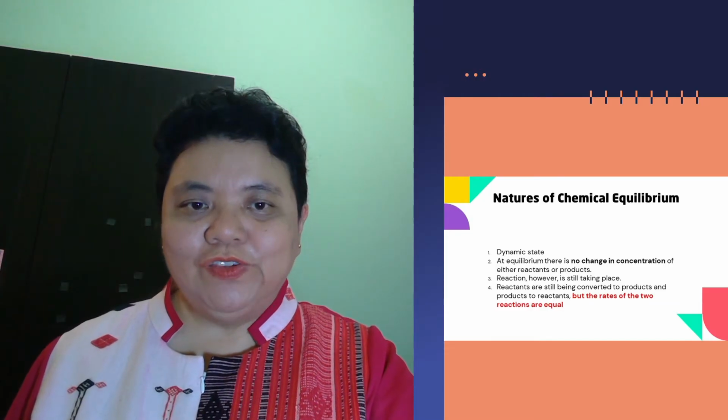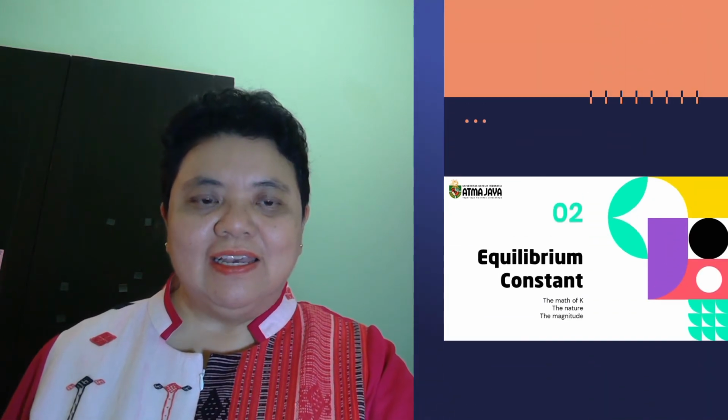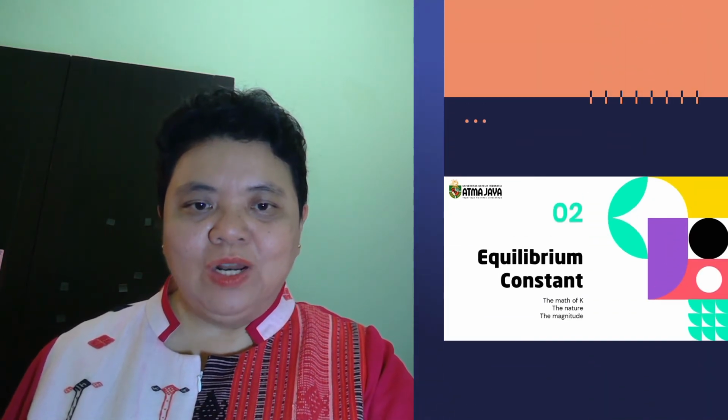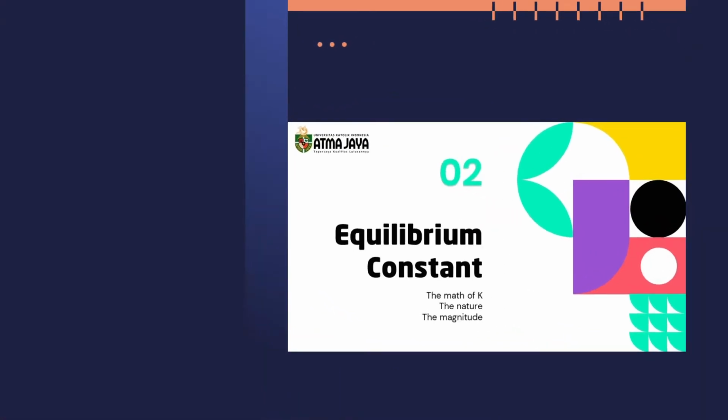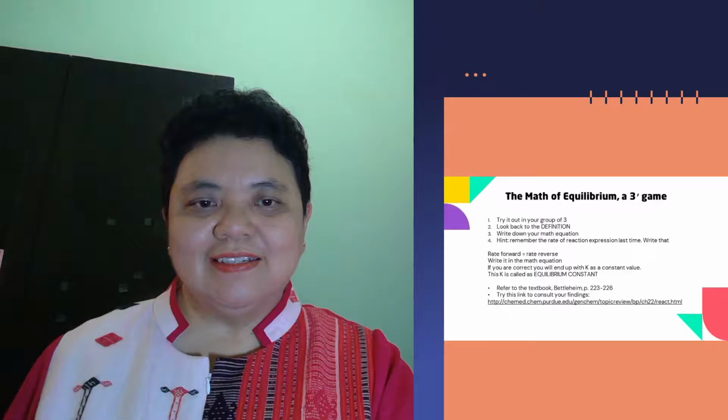Now let's move to the second concept of chemical equilibrium. We will talk about the equilibrium constant. Within this subtopic, we will talk about 3 items. The first is the math of K. The second is the nature of K. And finally, we will talk about the magnitude of K.